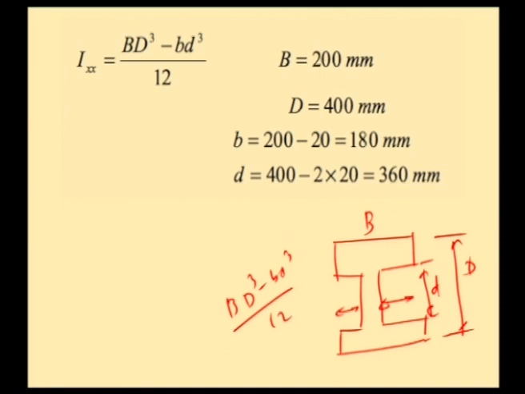So, that we can compute easily. Capital B equal to 200, and capital D equal to 400. Small b will be 200 minus width of the web, and small d will be 400 minus 2 times the thickness of flange or depth of flange.